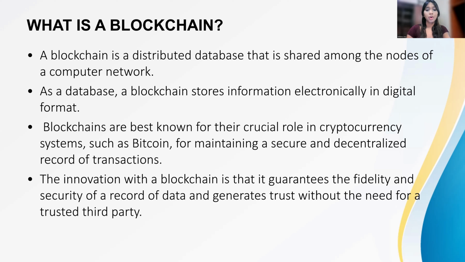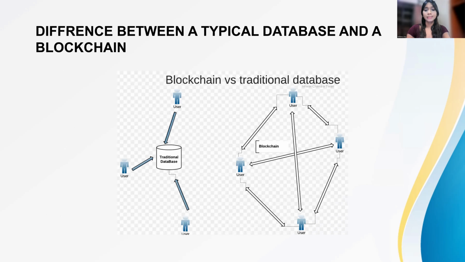They are required to solve complex mathematical problems in order to add a block to the chain. The process of solving mathematical problems is known as mining, and the ones who mine are known as miners. The miners get rewarded for the work they do, normally in the form of cryptocurrency. This is how blockchain plays a crucial role in cryptocurrency systems. After this, the block is added to the existing blockchain. The innovation with the blockchain is that it guarantees the fidelity and security of a record of data and generates trust without the need for a trusted third party.